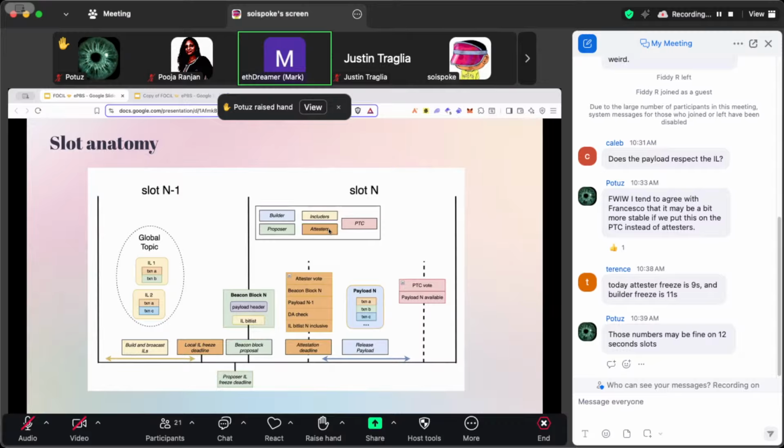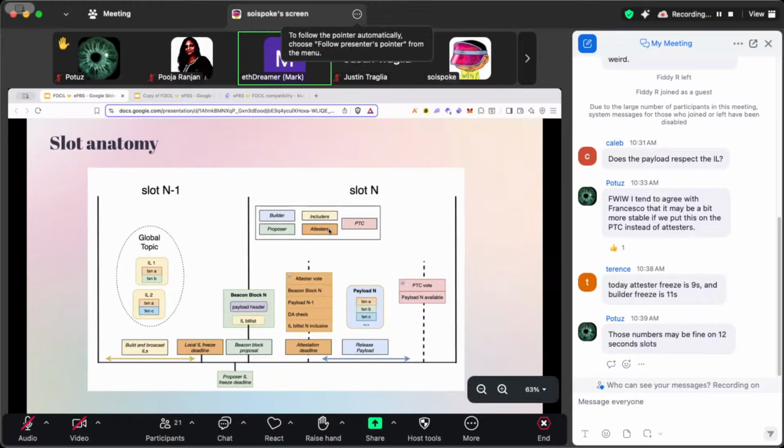Okay. And the gap there is very similar to the NAV burn gap, essentially, is the way I understand it. That's how NAV burn works as well, where you have two deadlines. So it's the job of the proposer to propose a block that they believe satisfies the local IL freeze deadline so that the attesters will vote for it.